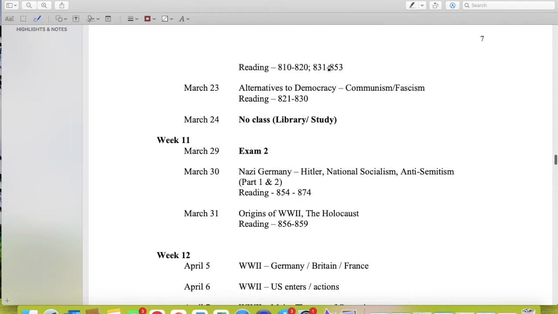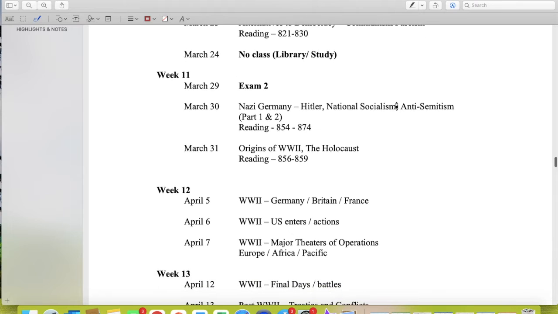Okay, so make sure you get all this stuff on your calendar for reading. Then we have communism and fascism. March 24th, I have no class, a library study day that can help you out with whatever you've got to do: catch up on reading, or work on your paper, or studying for exams.